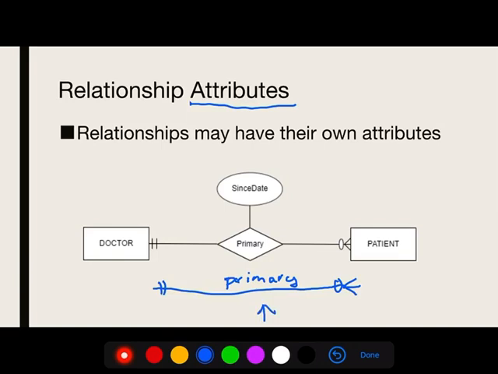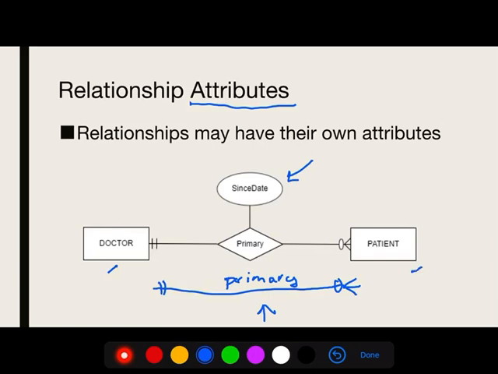So in this one, we use the same attribute drawing technique. So let's imagine that it's important to our database to store the date that the primary doctor was assigned to a certain patient. We need to keep that date in our database. So if we think about that date, it isn't an attribute of the patient. It certainly isn't an attribute of the doctor either.